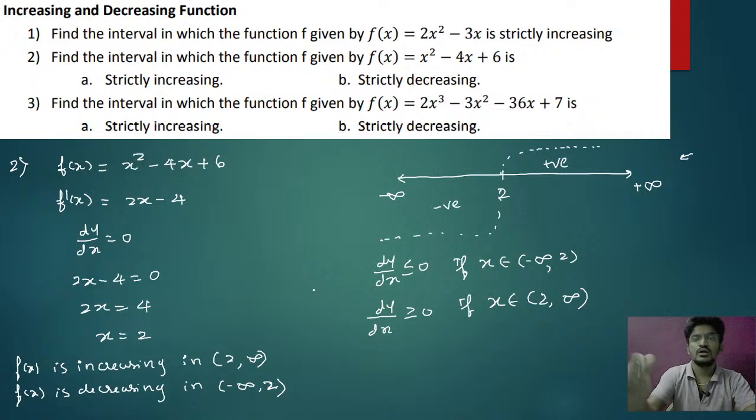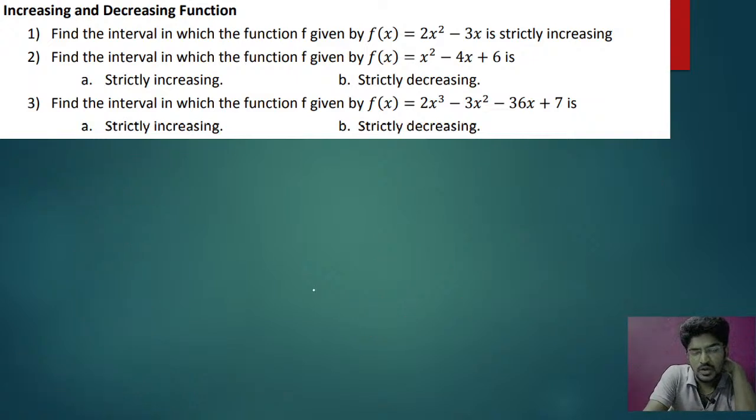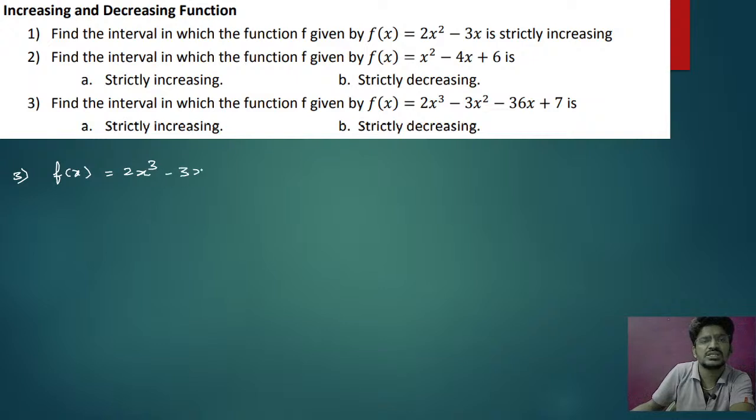Clear? Okay, no problem. Now we can go for the third problem, that is find the interval in the given equation, that is f of x is equal to 2x cube minus 3x square minus 36x plus 7.